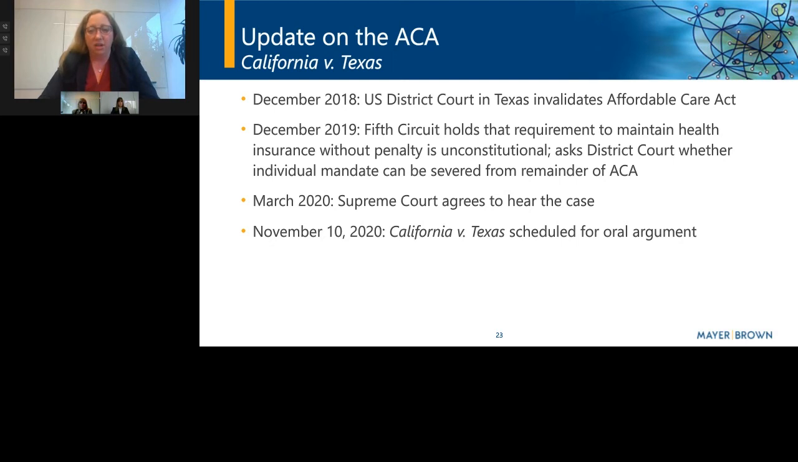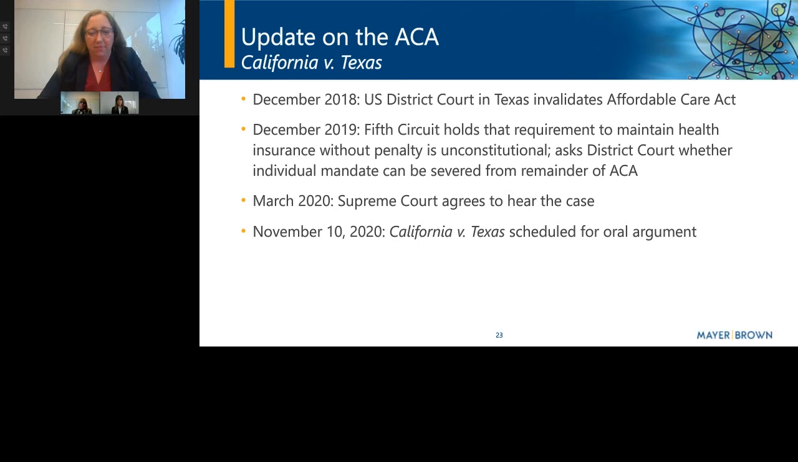Almost immediately, a group of 20 states, led by the state of Texas, challenged the constitutionality of the Affordable Care Act, and in particular, the individual mandate. This is because the individual mandate was previously upheld as a valid exercise of Congress's taxing power, and the tax no longer existed. The district court in Texas agreed with the state of Texas that the individual mandate was unconstitutional. And in fact, the entire Affordable Care Act should be invalidated.